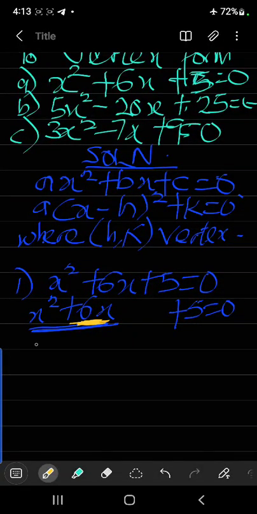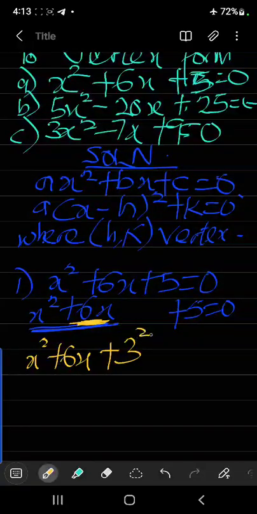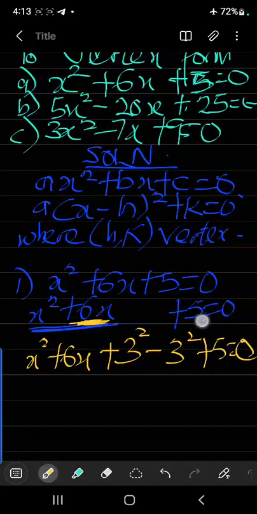Then I will write x squared plus 6x, plus, half of 6 is 3, so plus 3 squared minus 3 squared plus 5 equals 0. Somebody is saying, what's the beauty of this? The beauty is that plus 3 squared minus 3 squared is 0. So what I wrote here is still the same as the question we have. Do you get what I'm saying?